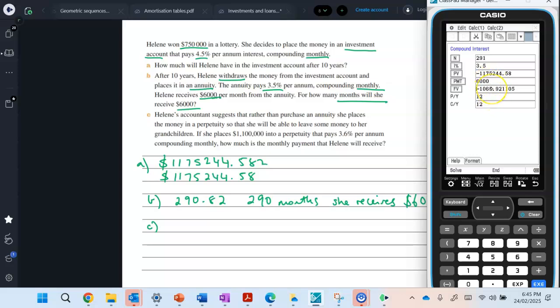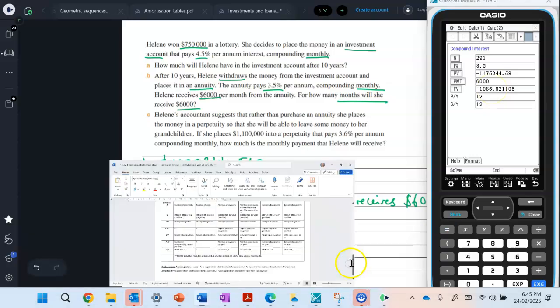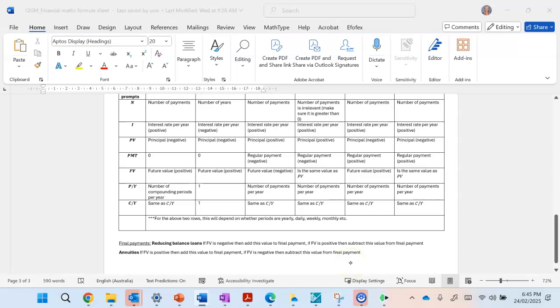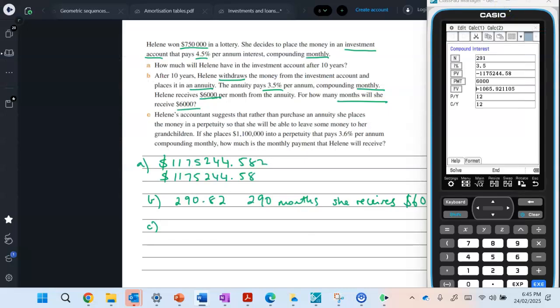So 6,000 minus that. Now, again, it is on this formula sheet, but I did ask you to put it into your bound book. If your future value is positive, then add this to the value. If it's negative, then subtract it from your final payment. So our 291st payment would be 6,000 minus that 1,065, because there's still a bit of money left over. That wasn't answering any of these questions. That was just a little add-on that I like to do.